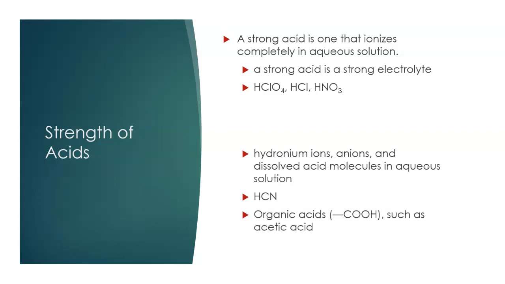A weak acid releases very few hydrogen ions. In aqueous solution, it contains hydronium ions, anions, and dissolved acid molecules. HCN is an example of a weak acid, which is hydrocyanic acid. Organic acids that end in COOH, like acetic acid, are also weak acids. They're not going to completely ionize or have all of their hydrogen break off.